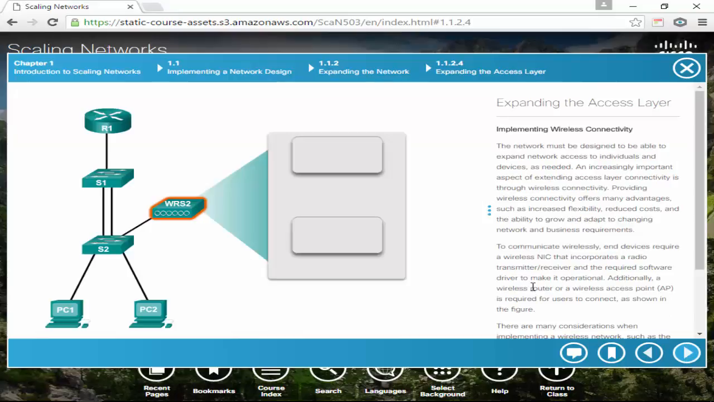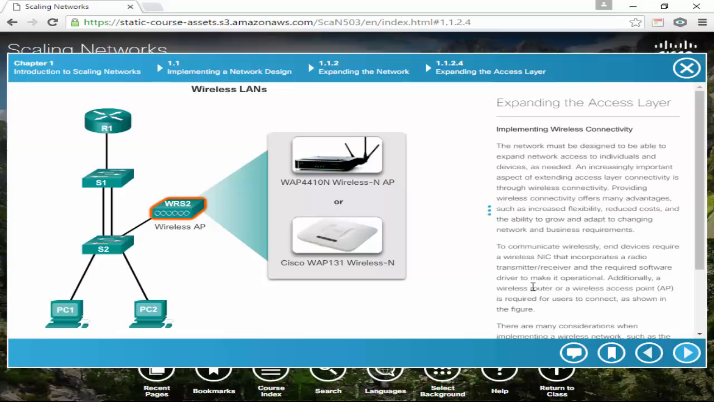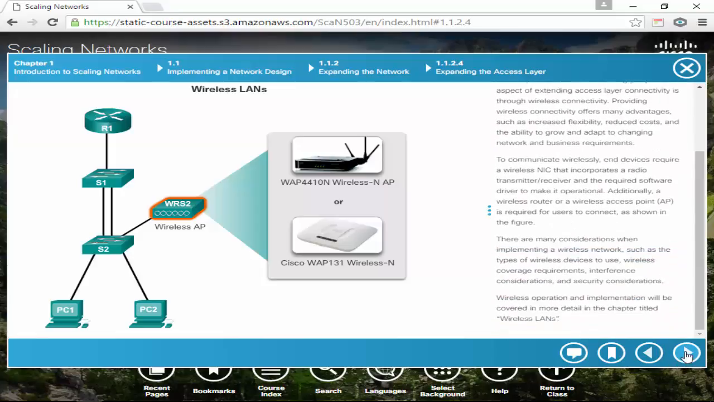Expanding the access layer. Oh, so to expand the access layer, we throw a wireless access point on there. I'm sure you guys understand this from your own home networks. What is your typical home device? It comes with, I don't know, 4 switch ports, but you can add as many wireless devices as you have addresses for them, I guess.